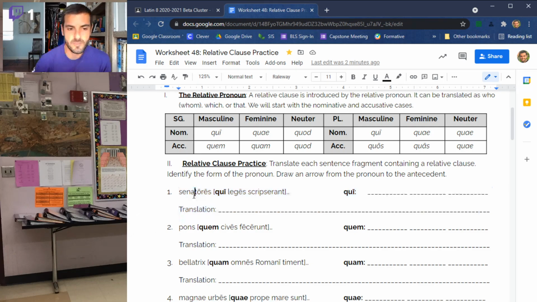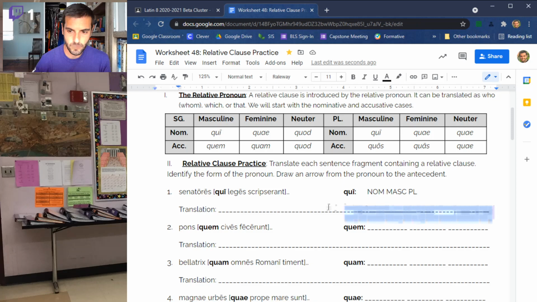So the senatores qui leges scripserunt. Qui is easy, right? I know qui has to be nominative. There is no other option for qui other than nominative. The question of whether or not it's singular or plural lies in who is it talking about. The senatores are masculine and plural. So really, that's my only option. Qui can only be masculine singular, masculine plural.